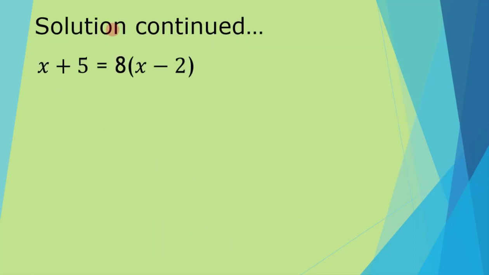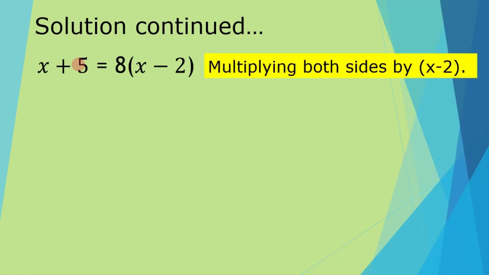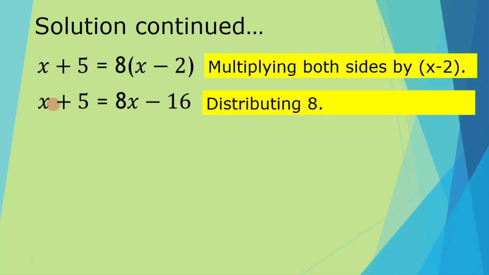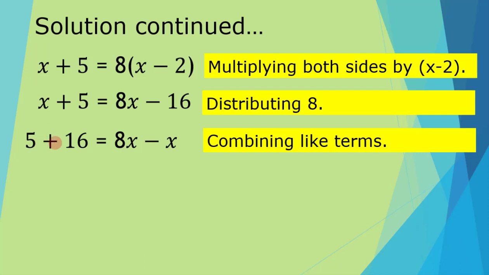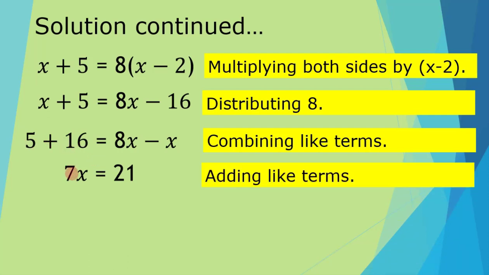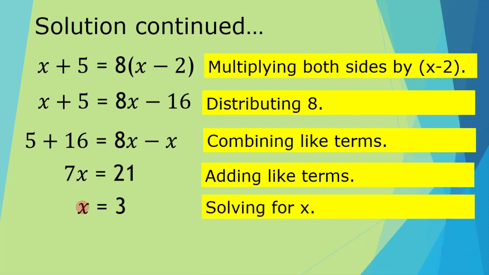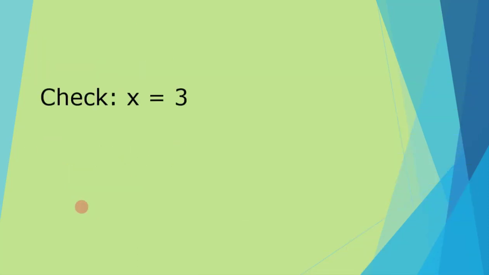And moving on further, we have here x plus 5 equals 8 times quantity x minus 2. That is multiplying both sides by quantity x minus 2. And distributing 8. And we have here combining like terms. So we have 5 plus 16 equals 8x minus x. We have 7x. Here, 8x minus x is 7x. Is equal to 5 plus 16, which is 21. Adding like terms. And finally, dividing both sides by 7 will give us x equals 3.